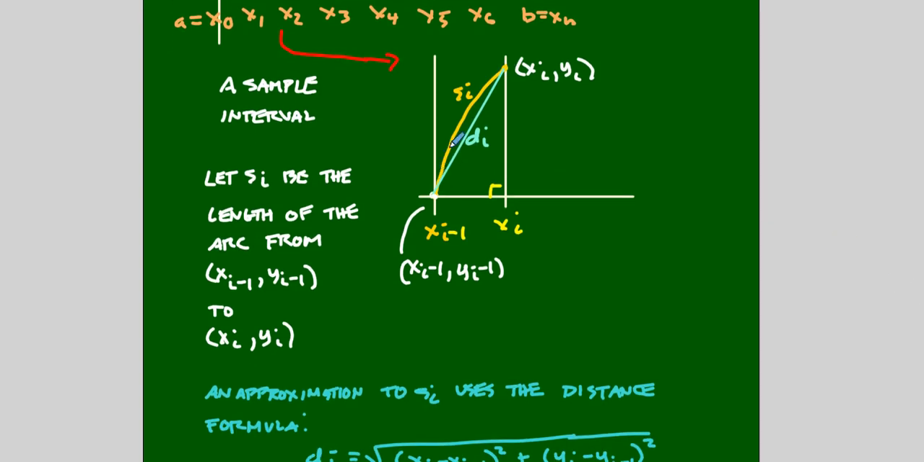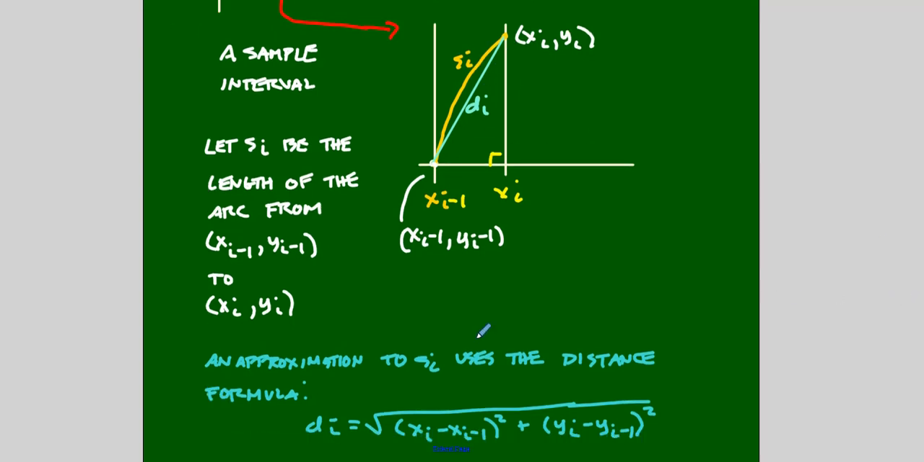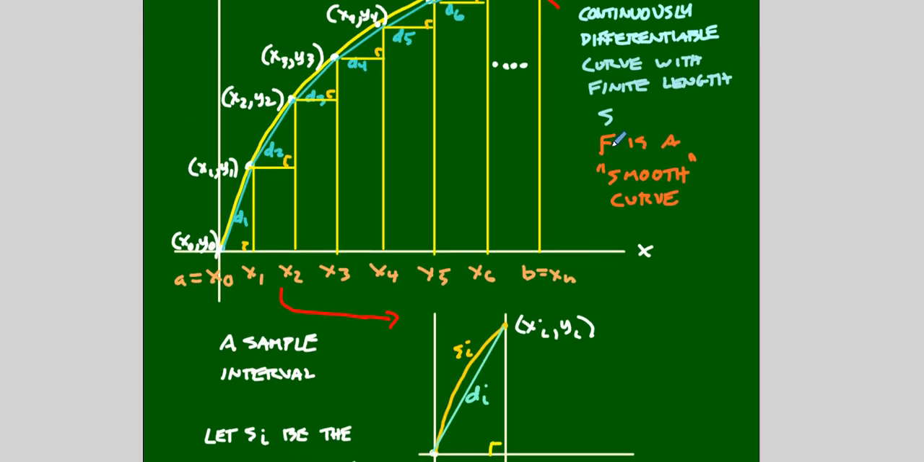What I can do is approximate this arc length using this segment d sub i, and then use the distance formula to calculate the length of d sub i. So d sub i would be the square root of the difference of the x coordinates squared plus the difference in the y coordinates squared. And finally, f here is said to be a smooth curve because it is continuously differentiable. There are no breaks in the curve, and no jagged edges like this in the curve.